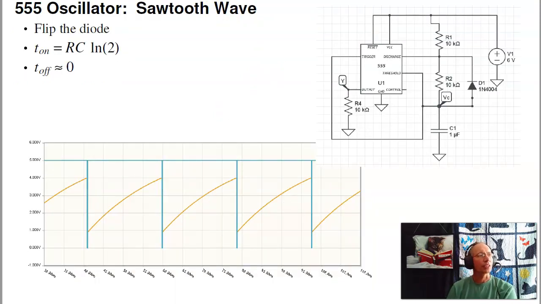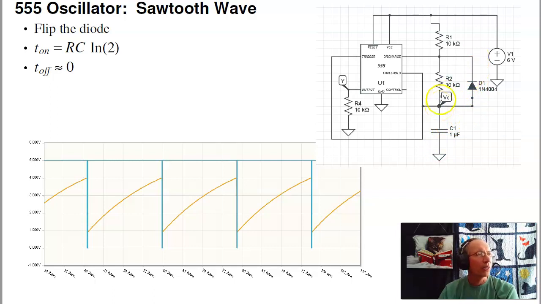Third circuit, I can build a sawtooth generator. This is also an oscillator. If I take that diode and flip it, I'm now going to charge through R1 and R2 in series. When I discharge through the diode, that very quickly discharges it down to 0.7 volts.